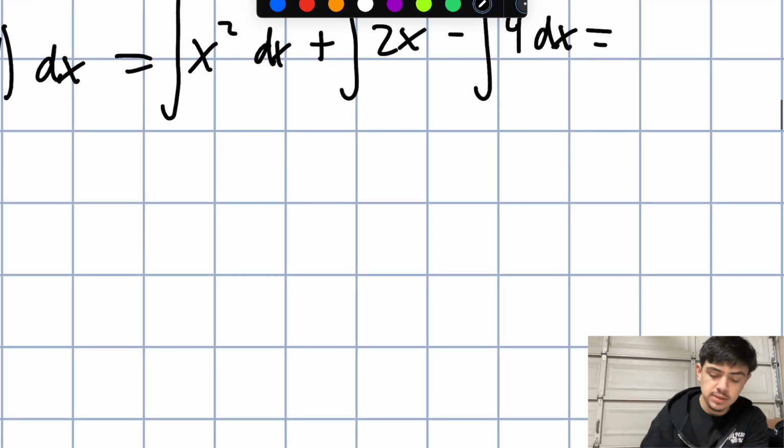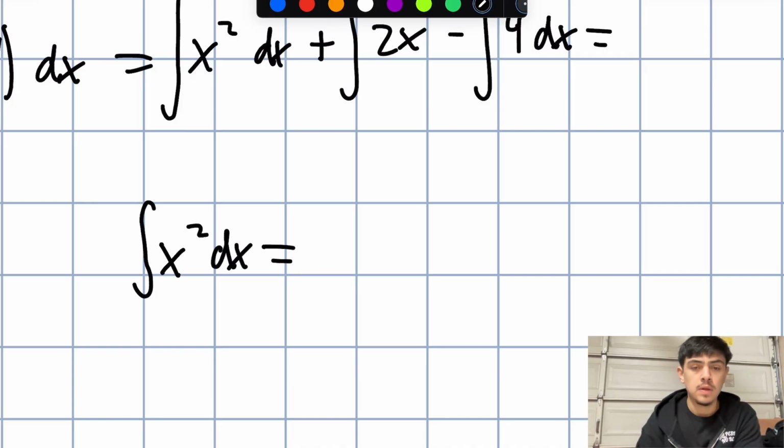Let's work down here separately. We're going to work on this integral right here, x squared dx. This is one of the most basic integrals that we can get.